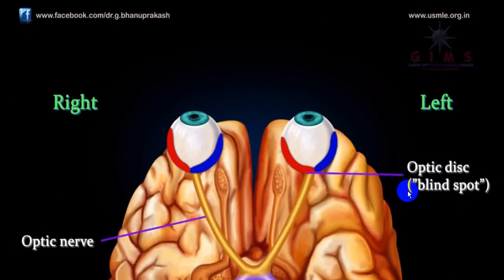Because there are no receptors in this region, here there are no rods and cones, so it does not interpret any light. So nothing can be seen in the corresponding part of the visual field. This is called the blind spot. Rather, it is simply a region from which we cannot obtain visual information.